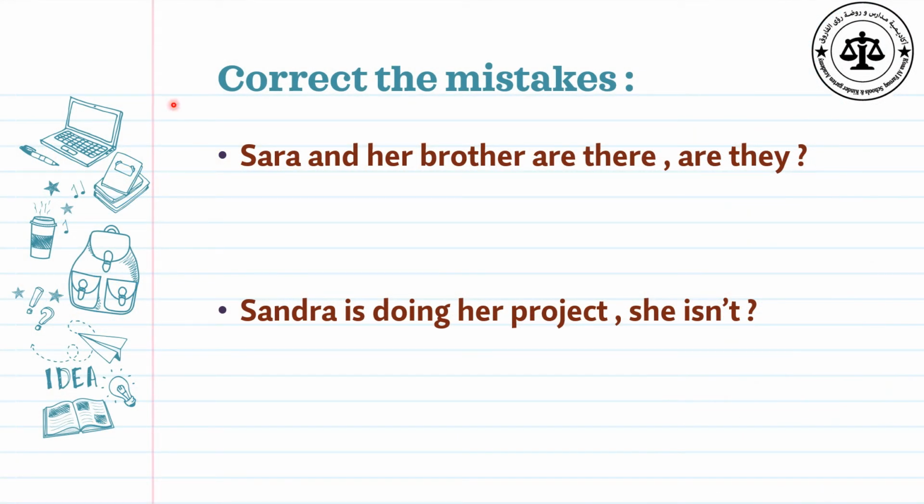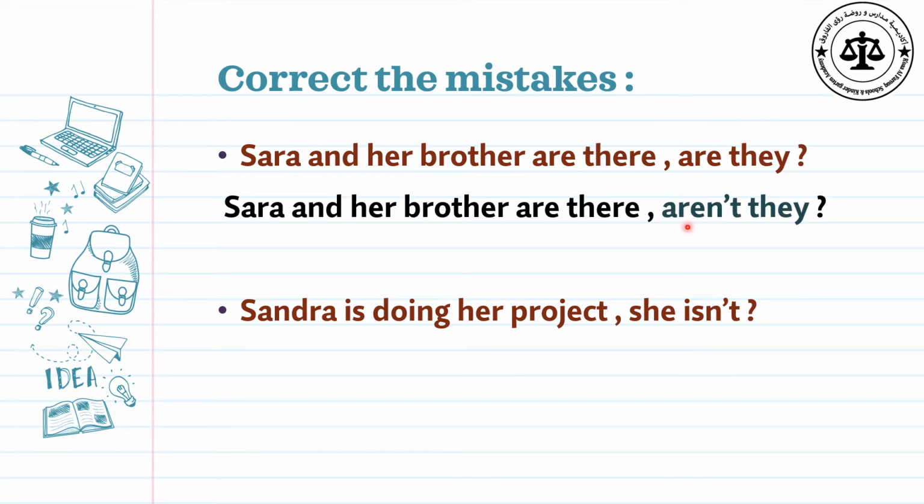Now let's practice the grammar. Correct the mistakes. نصحح الأخطاء اللي موجودين ب these two sentences. Sarah and her brother are they? What's the mistake? شو الخطأ? Here, look here. Sarah and her brother are there. هي positive statement مثبتة. So the question tag should be what?